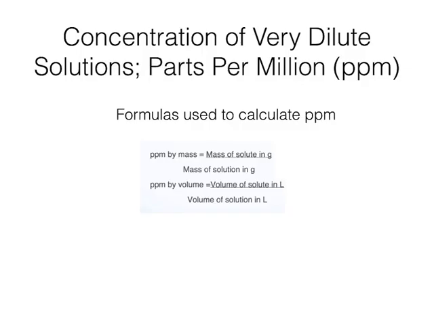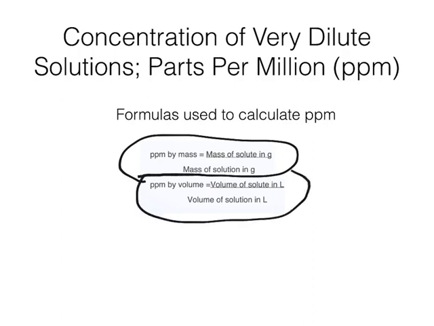The concentration of very dilute solutions, parts per million, also known as ppm, is an important subject to learn about. ppm is used by the EPA to figure out how high certain toxic substances can be added to food and clothing without harming us. Parts per million can be looked at by mass or by volume. With mass, this is the formula. And for volume, of course, this is the formula. These will be useful to know in the future.